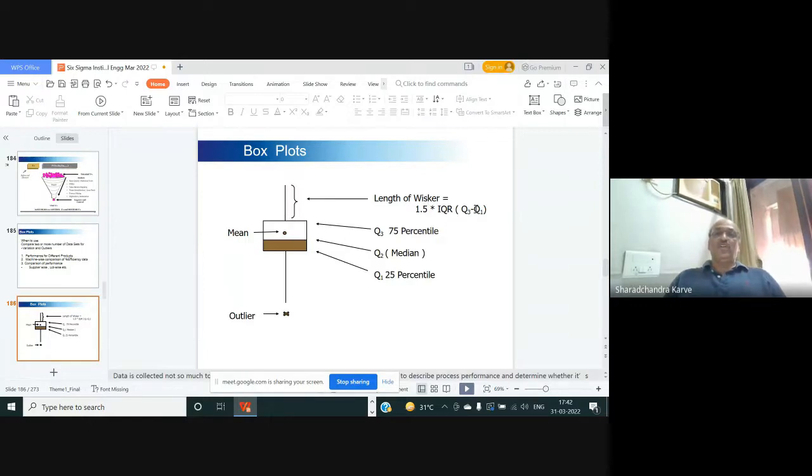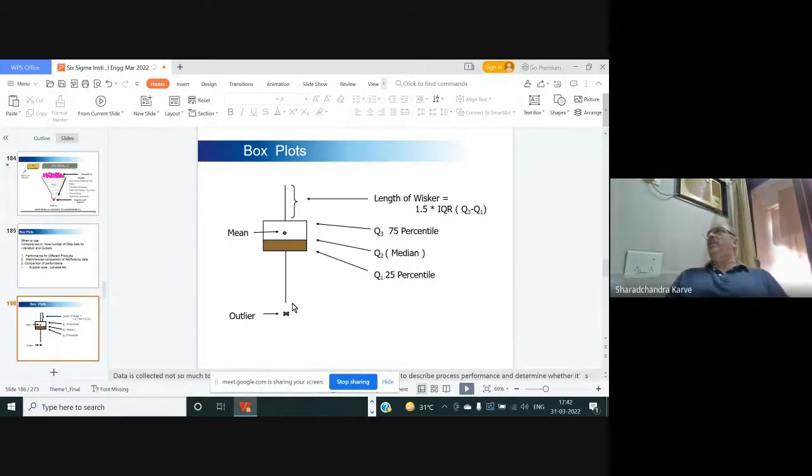So how does the whisker go? The length of the whisker is 1.5 times the interquartile distance. So what is interquartile distance? It is Q3 minus Q1, times 1.5. Now you can look at the upper side, the whisker is short, while on the lower side, the whisker is long. So how can this happen?